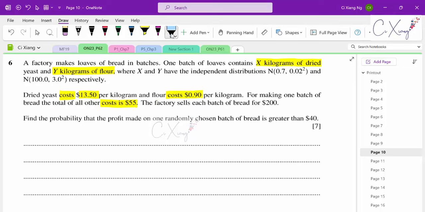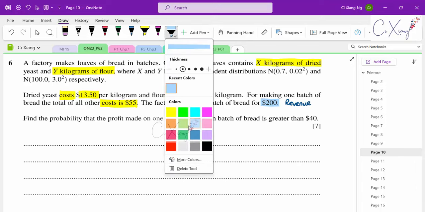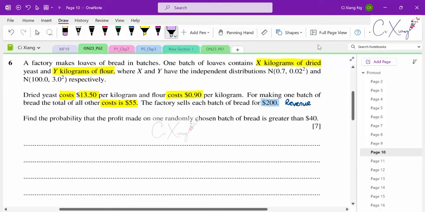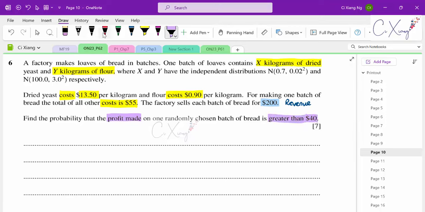And after that, we have another thing here. We have 200. So the 200 here, I will call revenue. That means the income, right? Because they are selling the bread for 200. Alright, so this is the revenue or income. And after that, for this question, they are interested in the profit made. So the profit made here, they are saying that it's greater than 40. Okay, so there are three important groups here. We have cost, we have revenue, and also we have the profit.